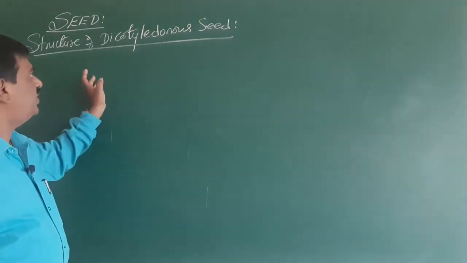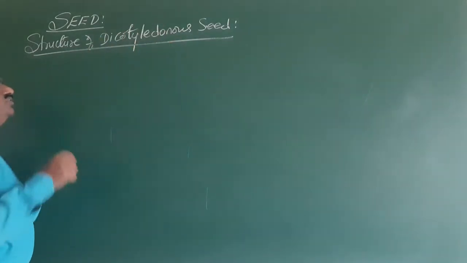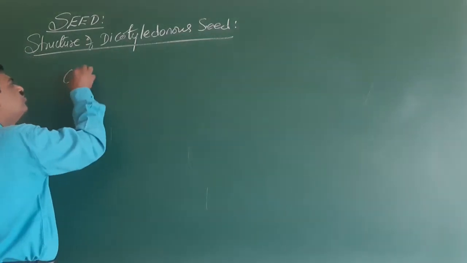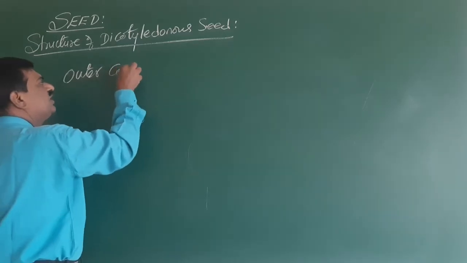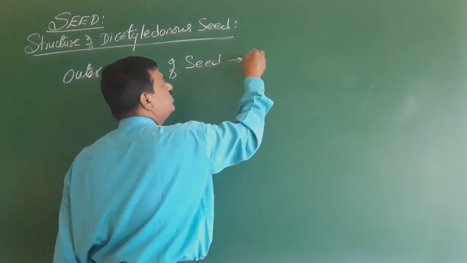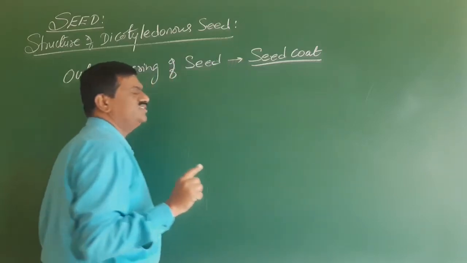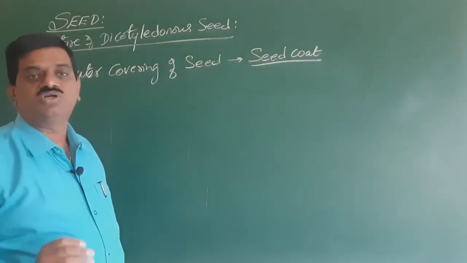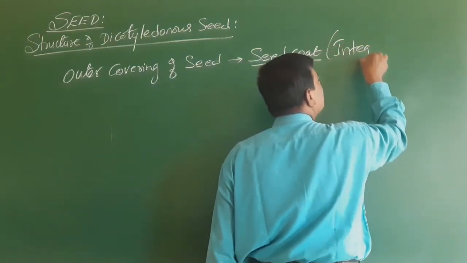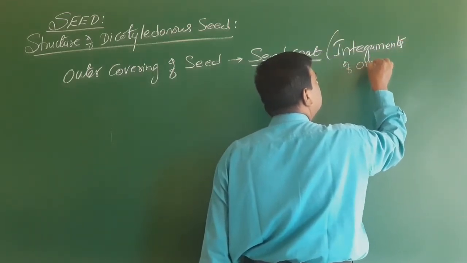So we are starting with the next heading, structure of a dicot seed or dicotyledonous seed. Here the seed has the presence of seed coat. The outer covering of the seed is called seed coat. This seed coat is always developed from the integuments of the ovule.